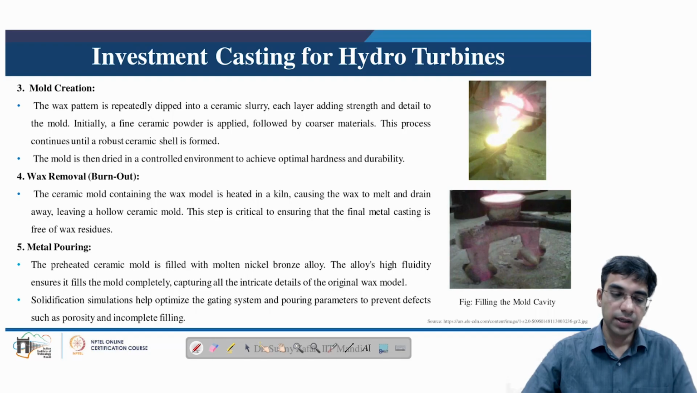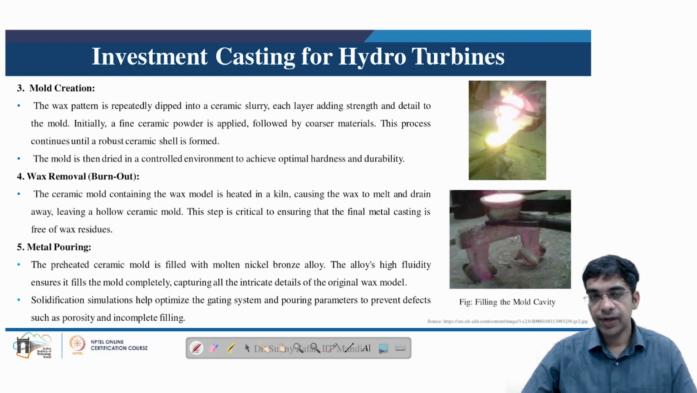Wax removal is then done. This process is known as the burnout. The ceramic mold containing the wax pattern is heated in a furnace or a kiln, causing the wax to melt and drain, leaving a hollow ceramic mold. This step is crucial to ensure the final metal casting is free of wax residues.